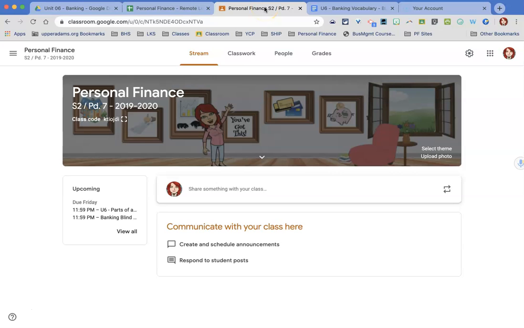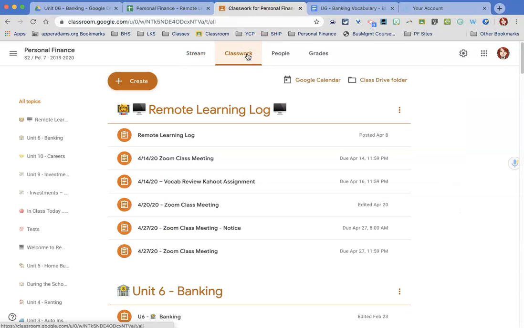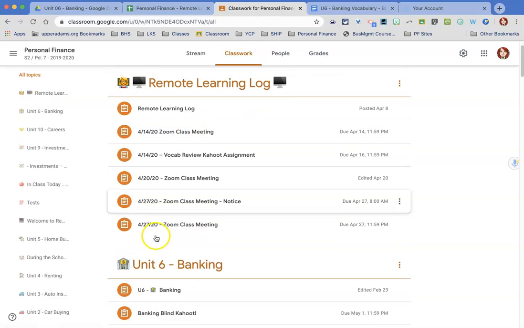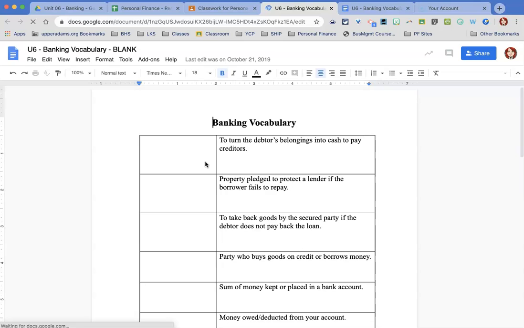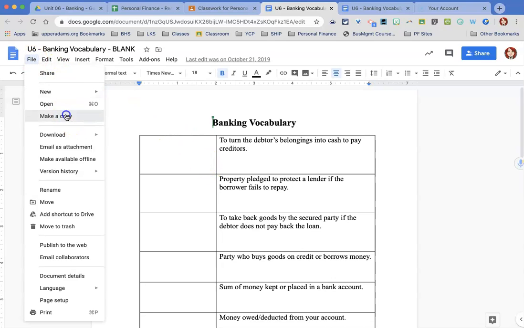We're continuing in unit 6, which is the banking unit. So if you would please join me in Google Classroom on the classwork tab, we're going to go down to the banking unit and we're going to open up the vocabulary document. Now on Friday, you were to have done the banking Kahoot, a blind Kahoot. I did not expect you to know and understand the terms. Today we're going to go through the terms and define each of the terms. So you're going to need to make a copy of this.